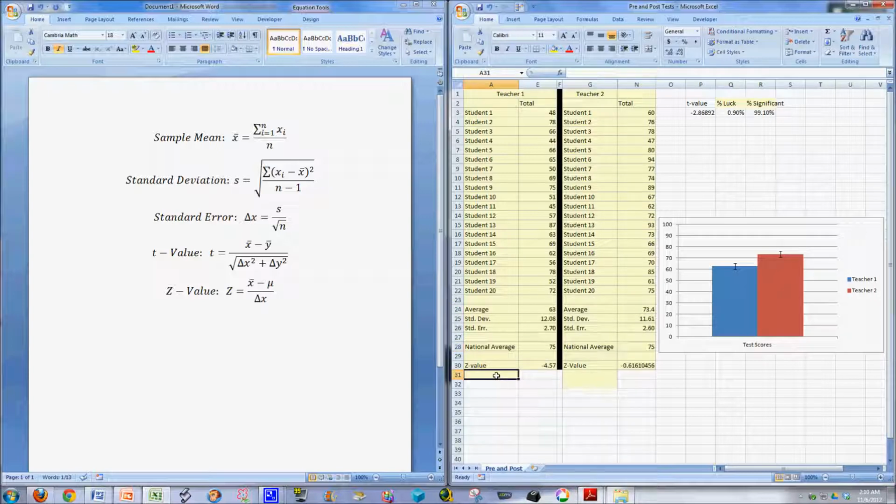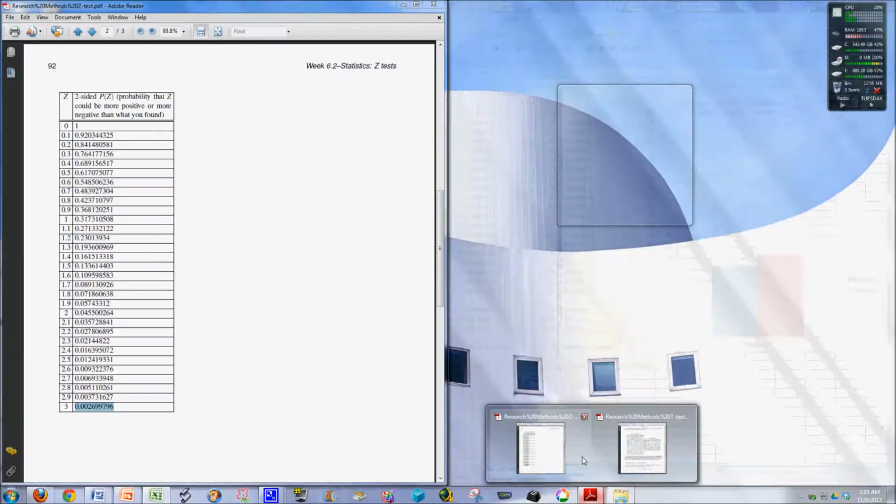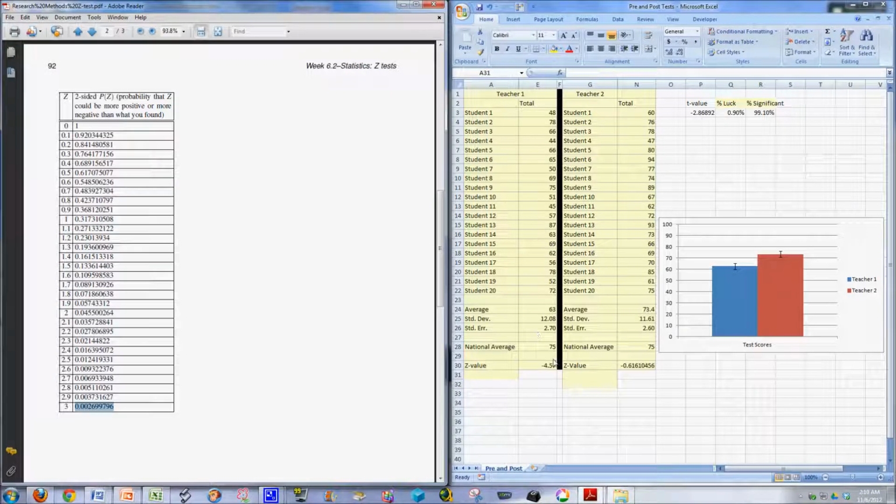And so what we want to do here is assign it certain percent values. So let's go to the chart that Dr. Bott has given us, our z-chart. So we want to look for a number that is 4.57. The reason that this one is negative is just because I had my lower value minus my upper value. It means the same thing because the difference is still the same. So we want a value of 4.57.